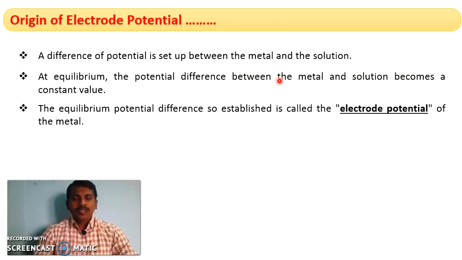In normal conditions the potential difference will be changing, but at equilibrium it will be fixed to a constant value. That constant value is called the electrode potential of the metal. So at equilibrium the potential difference will be constant, and that is taken as the electrode potential. In this way, electrode potential originates when a metallic electrode is dipped in a solution containing its own ions.